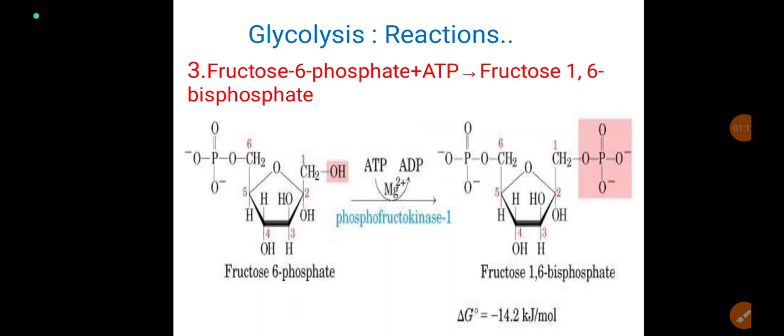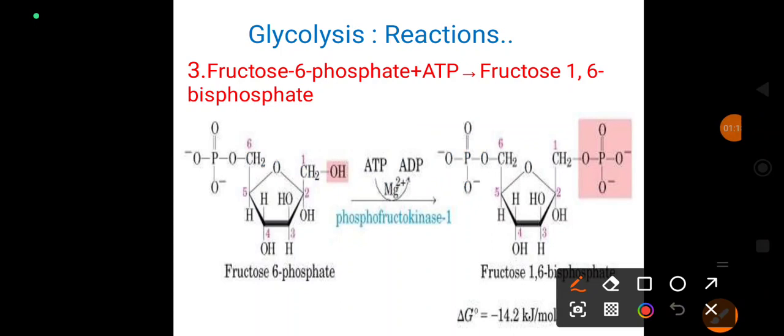And the third step is fructose 6-phosphate becoming fructose 1,6-bisphosphate. So, this is a fructose structure. On the 6th position, it has a phosphate group. In the presence of ATP and cofactor magnesium, by the enzyme phosphofructokinase 1, it becomes fructose 1,6-bisphosphate.